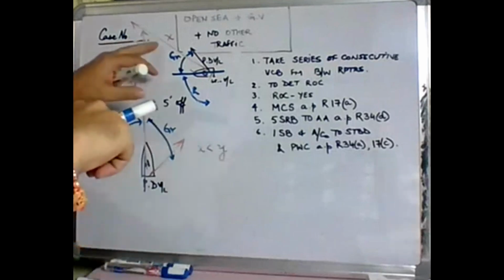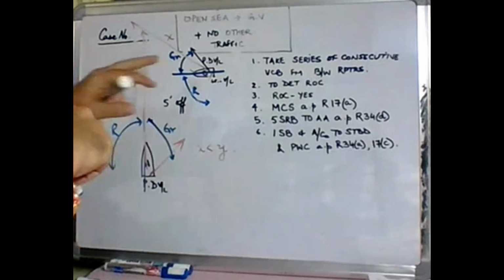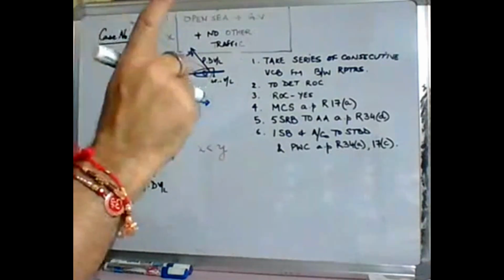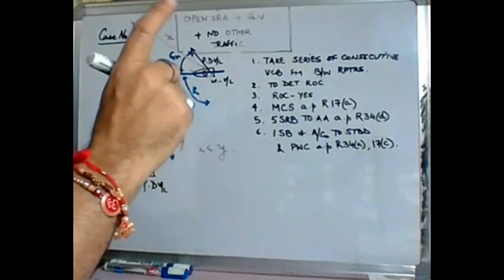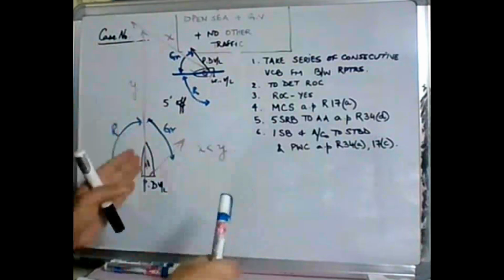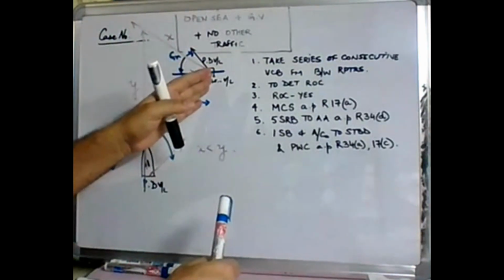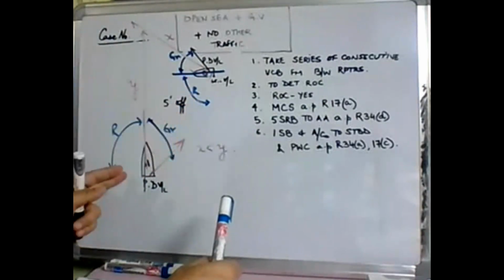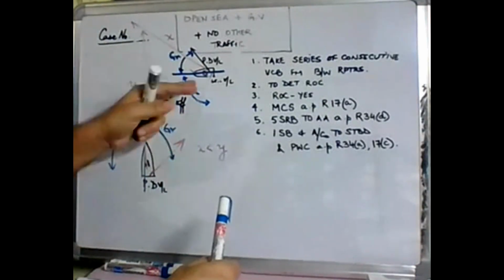So since x is always going to be less than y, you will be crossing ahead of this guy. You as a stand-on vessel. So the basic rules have been framed in such a way that the giveaway vessel cannot cross ahead of the stand-on vessel, but the stand-on vessel, if the giveaway vessel does not take action, can cross ahead.